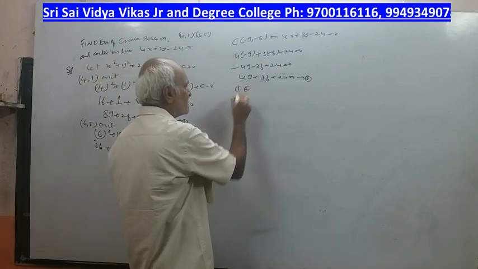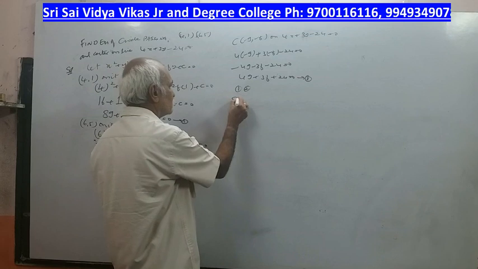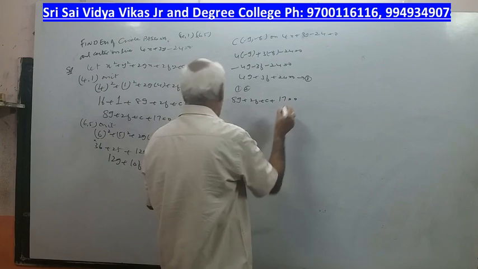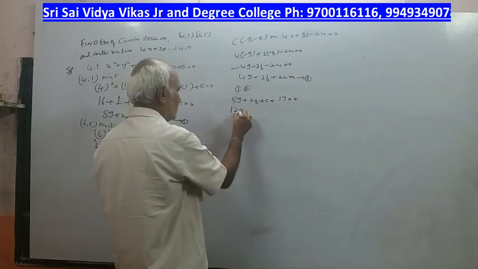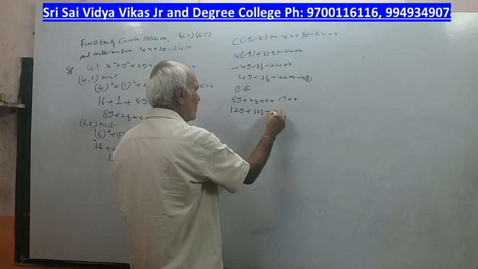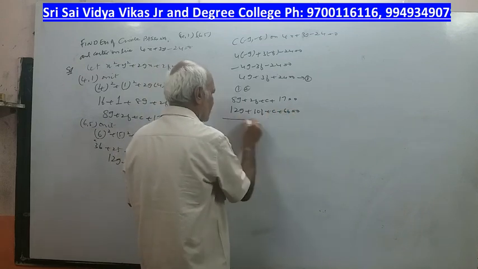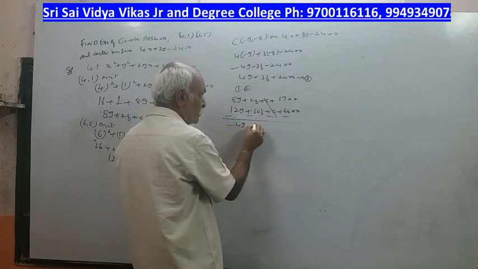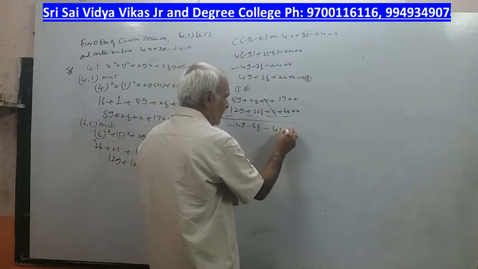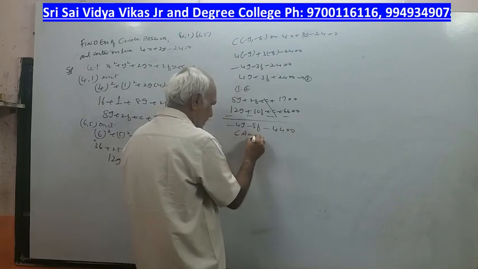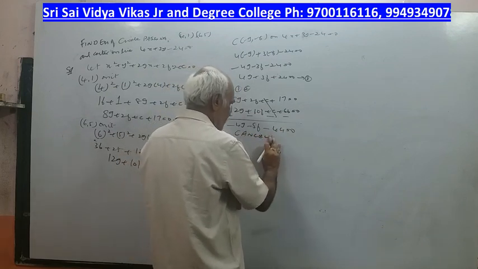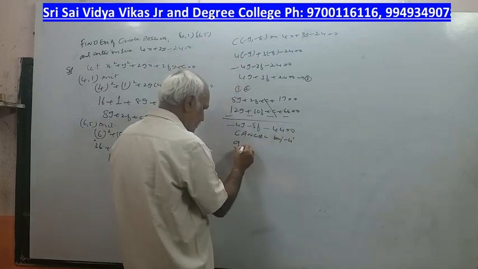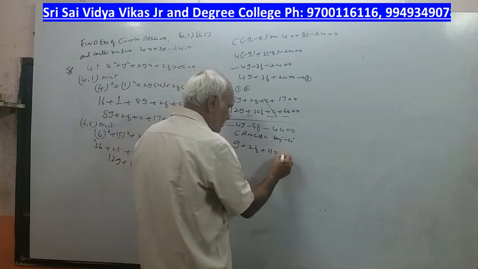Solve 1 and 2. What is 1 and 2? 8g plus 2f plus c plus 17 is equal to 0. What is the second equation? 12g plus 10f plus c plus 66 is equal to 0. Subtracting, this will get cancelled. Minus 4g minus 8f minus 44 is equal to 0. Cancel by minus 4. So this becomes g plus 2f plus 11 is equal to 0.